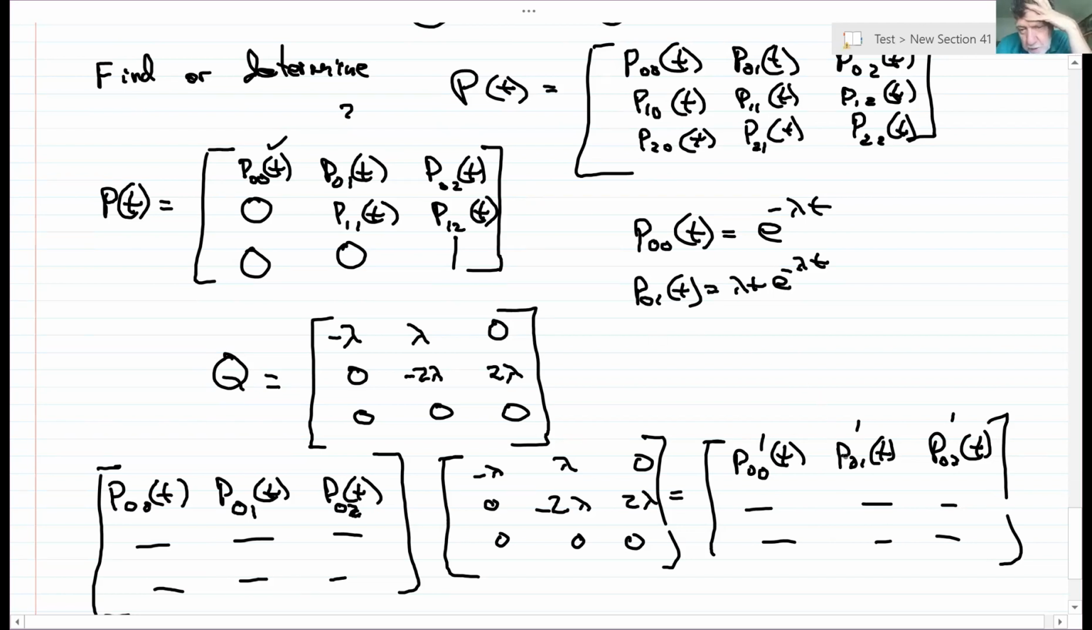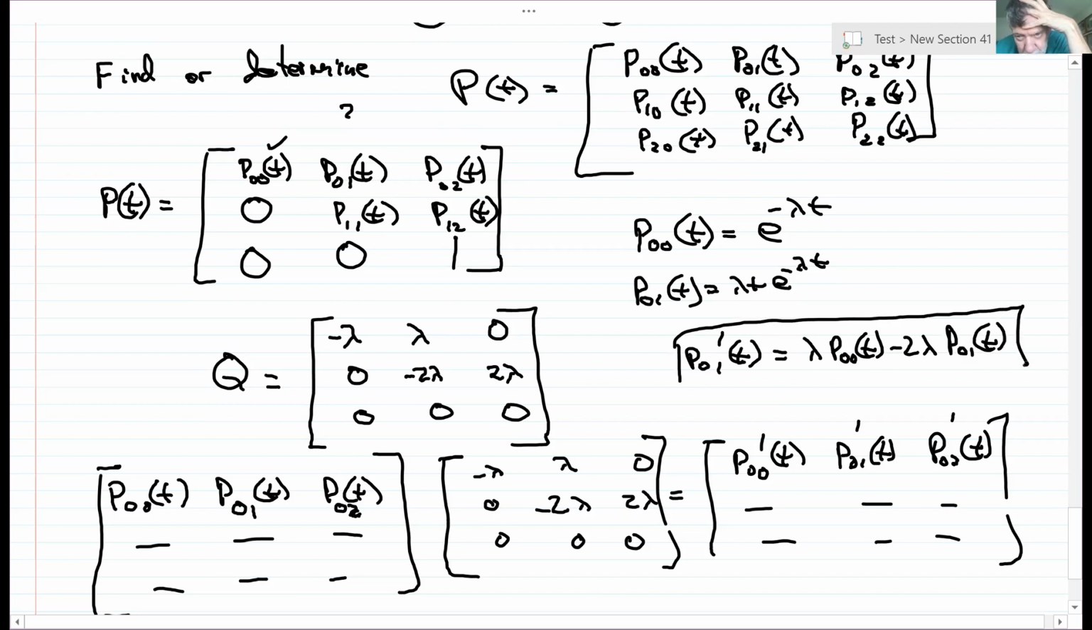Okay, so how would you get the equation for P01 of t? P01 prime of t would be achieved from the forward equation by multiplying this times this. And when you do that now, you're going to get lambda times this one, and then you're going to get minus 2 lambda times the P01 of t. And that's different than it was before because of the 2.